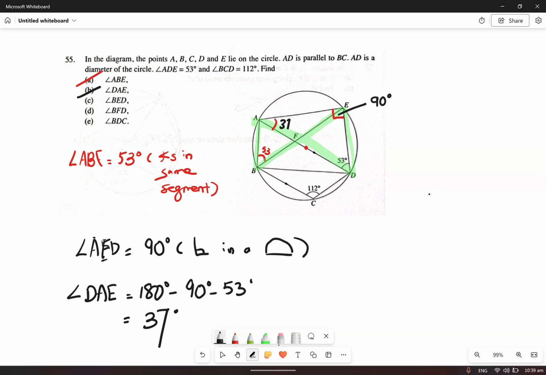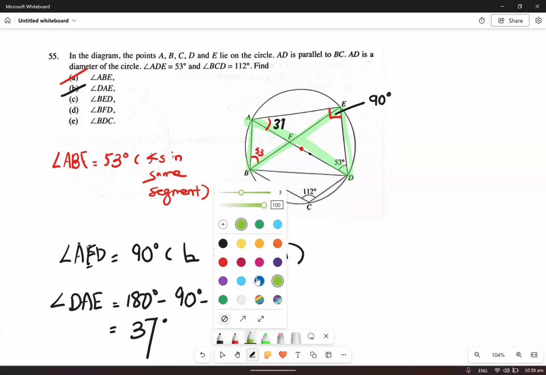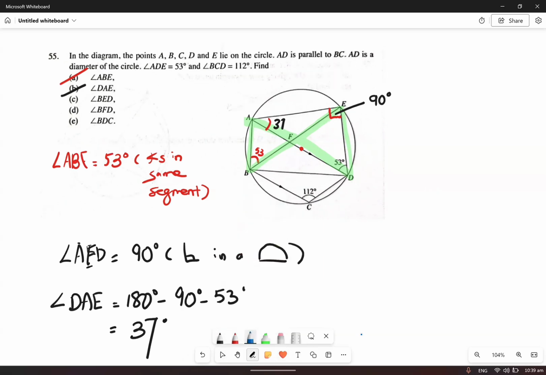Now for BED, is it 53? Why do you say it's 53? No, it's not 53. Let's see the next one, which is BED. Where is my BED? Can we identify that now? BED is this one over here, right? Can you see now? Can you all see this is angles in opposite segment?